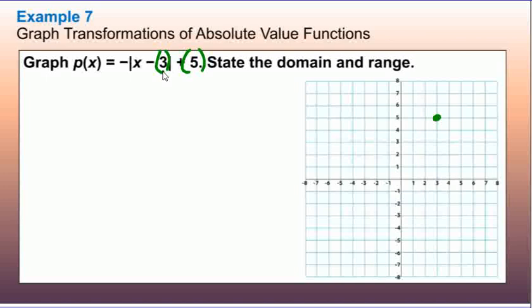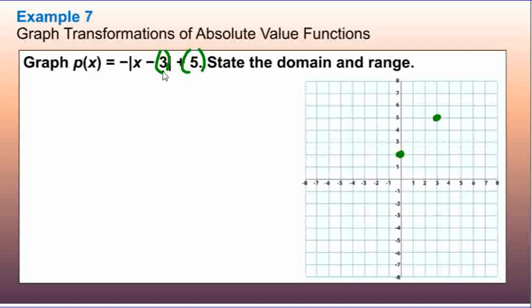Then we could just choose numbers on each side of that to plug in to find our other points. So let's just put 0 in for x. If I put 0 in for x, 0 minus 3 is negative 3. The absolute value of negative 3 is 3, times negative 1 is negative 3. Negative 3 plus 5 is 2. So 0, 2.